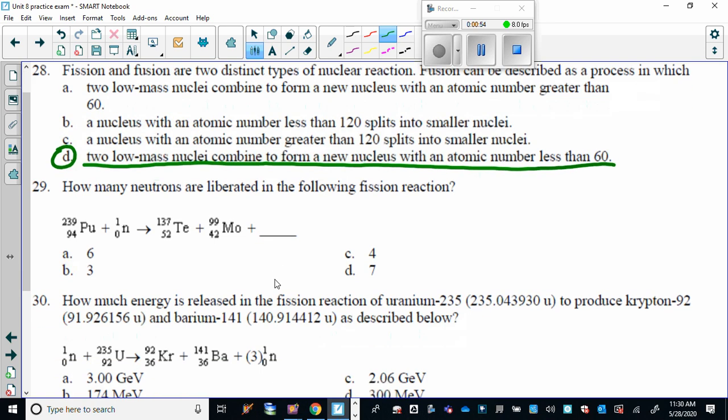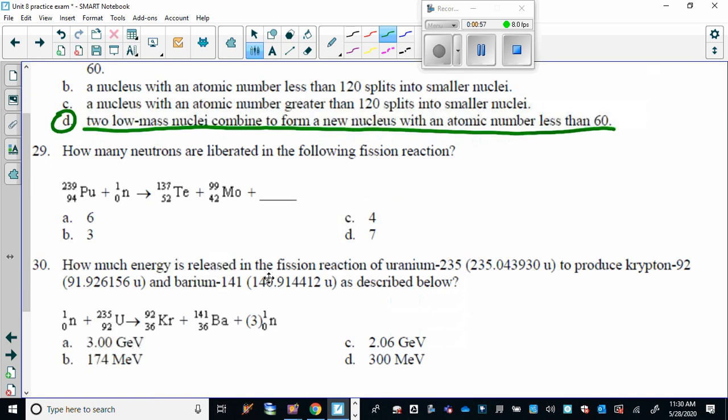Question 29: how many neutrons are liberated in the following reaction? So it's balancing. On the left side, you have 94. And on the right side here, you have 94 also. So then you got 94 right there, so this must be a 0. And this number here, well, we're talking about neutrons here, right? So we know that must be 1. We just need to know what number I'm going to put here so that this balances out.